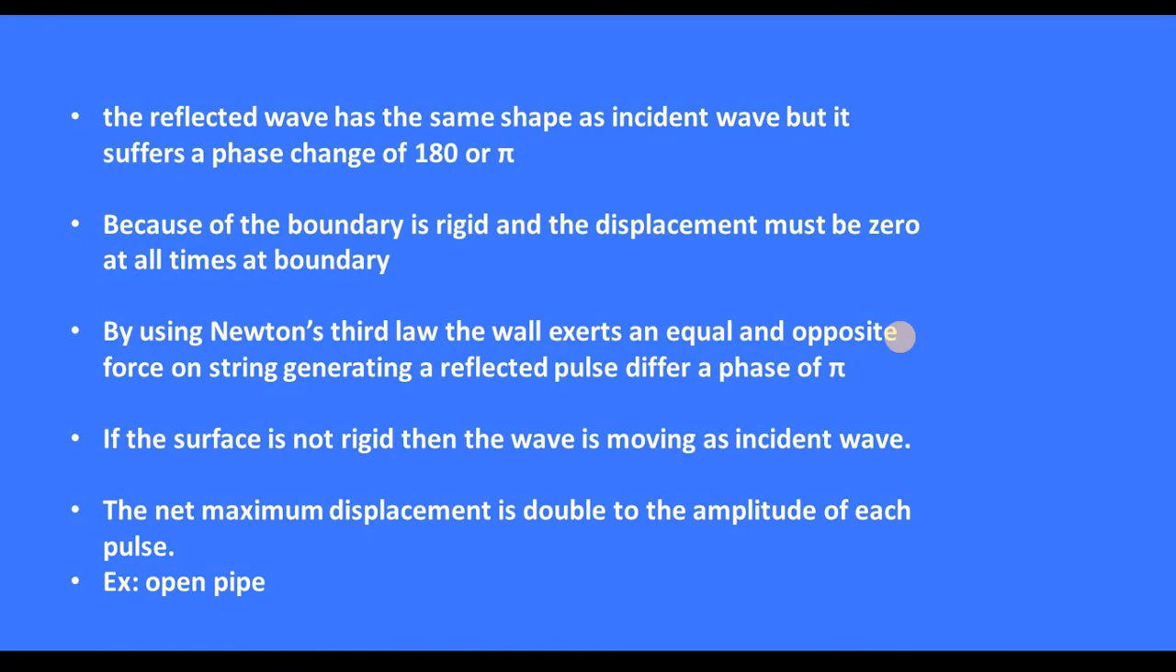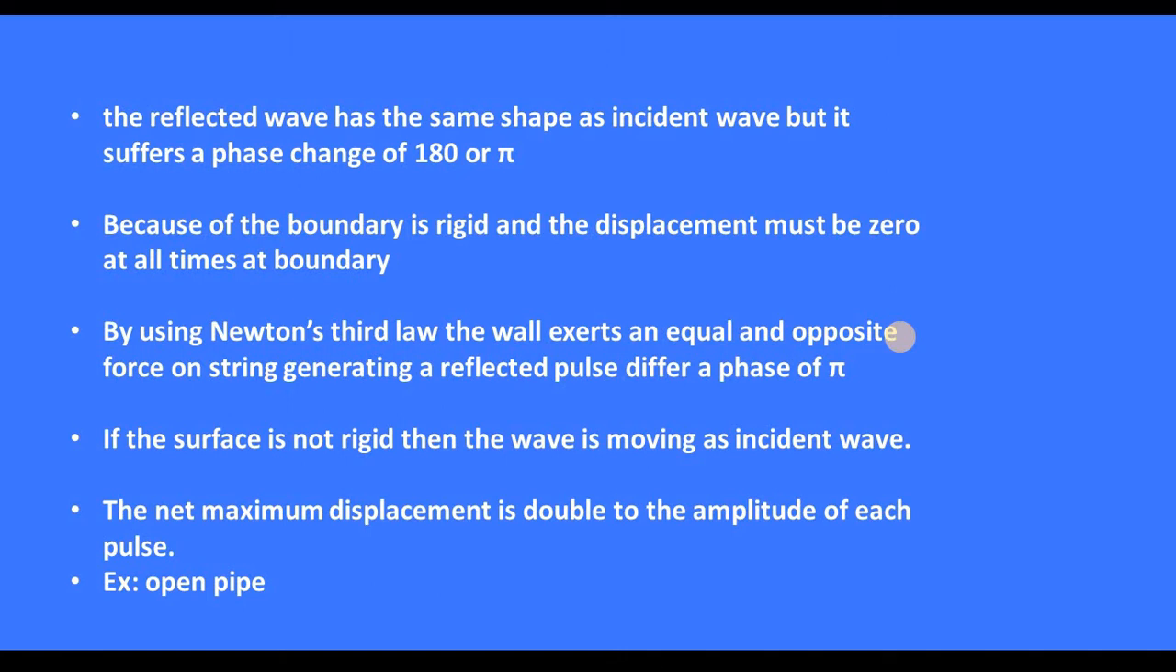So coming to reflection of waves, the reflected wave has the same shape as the incident wave, but it suffers a phase change of 180 degrees, or pi radians. When the wave is incident on the rigid surface, it comes back into the same medium. The amplitude is the same; there is no change in magnitude from the incident wave. Only the phase angle changes.